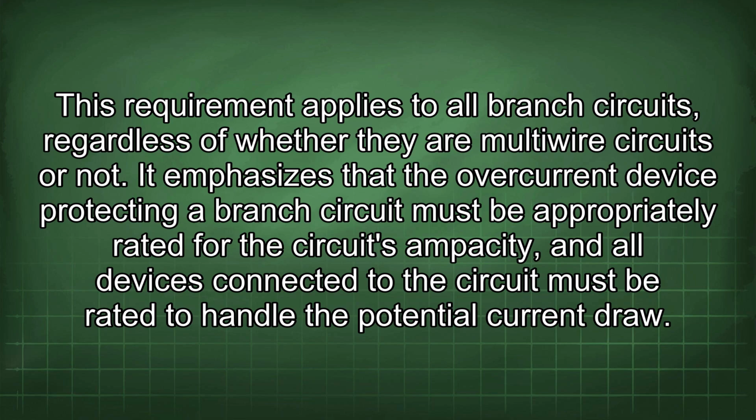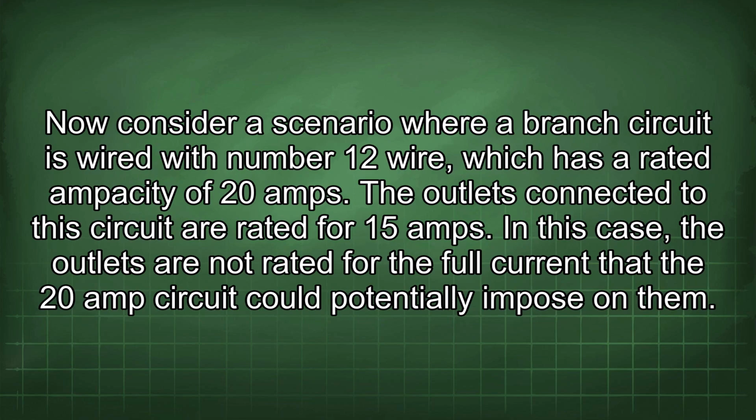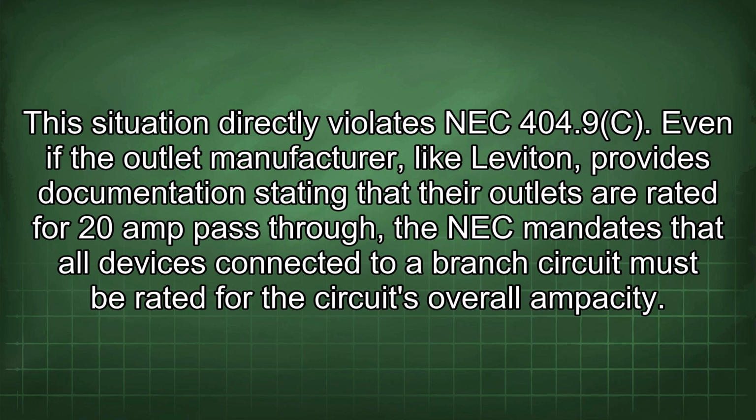It emphasizes that the overcurrent device protecting a branch circuit must be appropriately rated for the circuit's ampacity, and all devices connected to the circuit must be rated to handle the potential current draw. Now consider a scenario where a branch circuit is wired with number 12 wire, which has a rated ampacity of 20 amps. The outlets connected to this circuit are rated for 15 amps. In this case, the outlets are not rated for the full current that the 20 amp circuit could potentially impose on them. This situation directly violates NEC 404.9c.